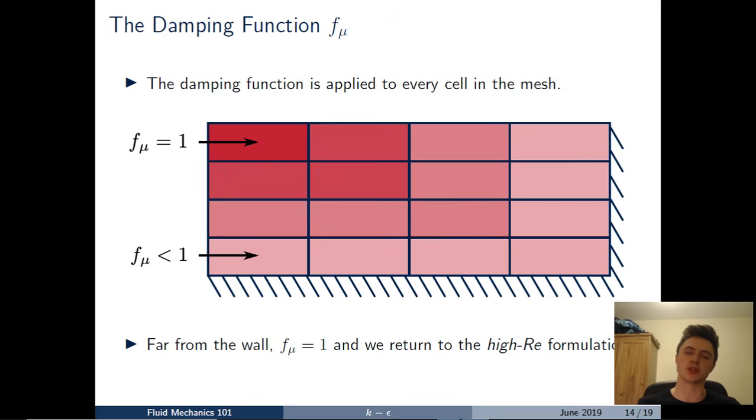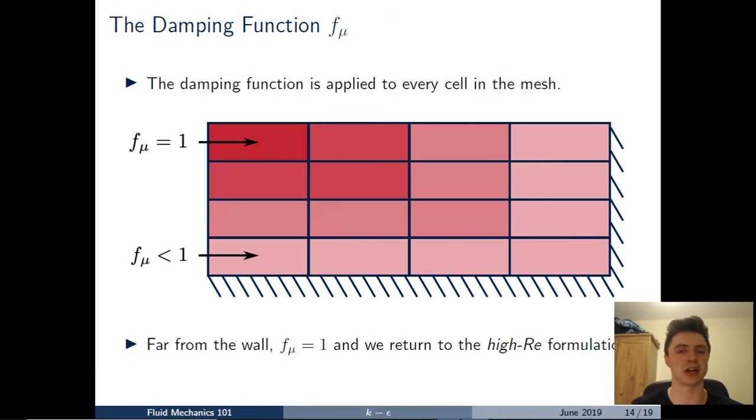But then as we approach a wall, the turbulent Reynolds number is going to get very small, and our damping function is going to take a value much less than 1. And so if we were to calculate and plot this field, what we could deduce is that values where f mu is equal to 1, we're using a high Reynolds number formulation of the k-epsilon model, but in locations where f mu is much less than 1, that would indicate that we're using a low Reynolds number formulation of the damping function.